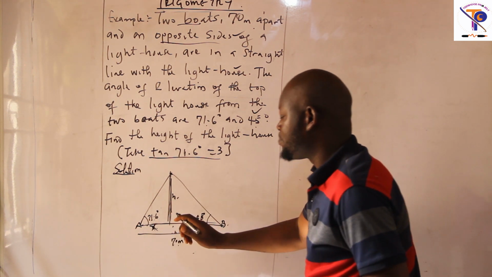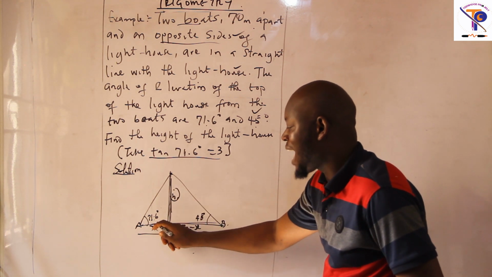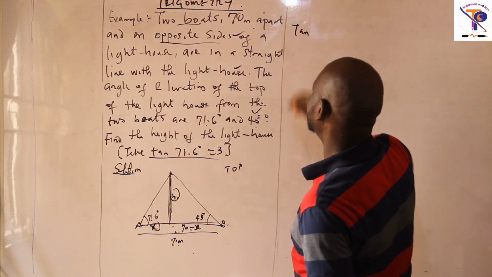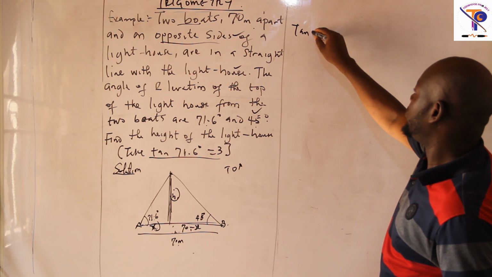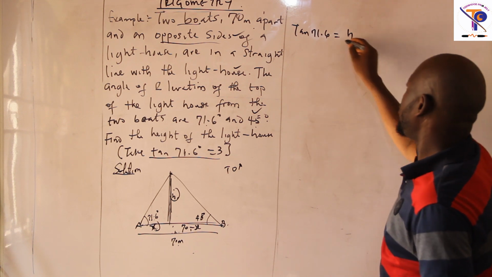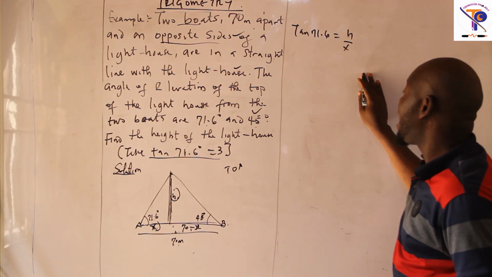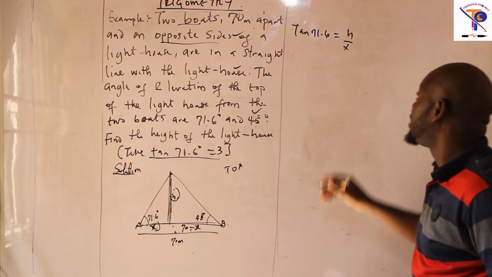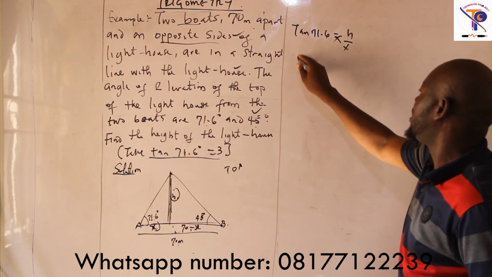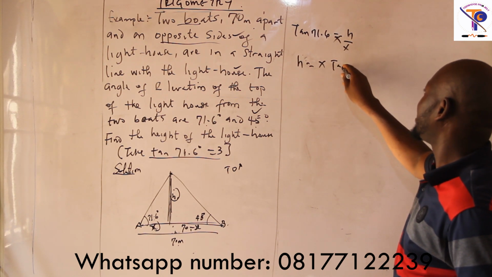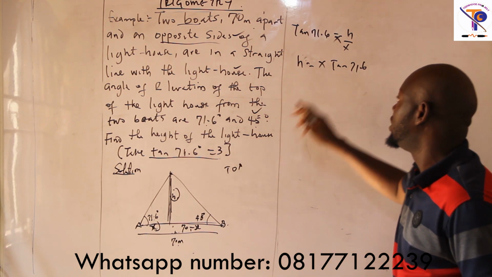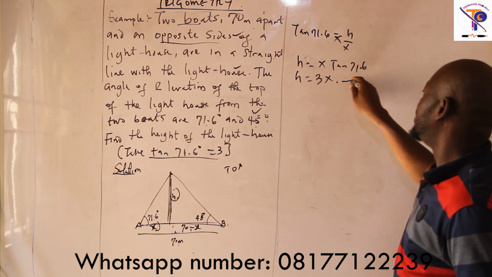By SOH CAH TOA, I have opposite and adjacent here. That is OA, that is TOA now. So I will have tan 71.6 is equal to H, opposite, over x, adjacent. By cross multiplication, I have H is equal to x tan 71.6. Fortunately, our tan 71.6 has been given to be 3, so I have H is equal to 3x, equation 1.